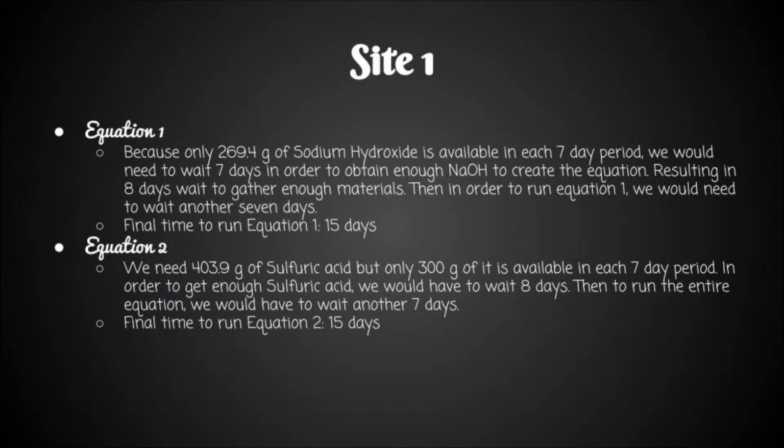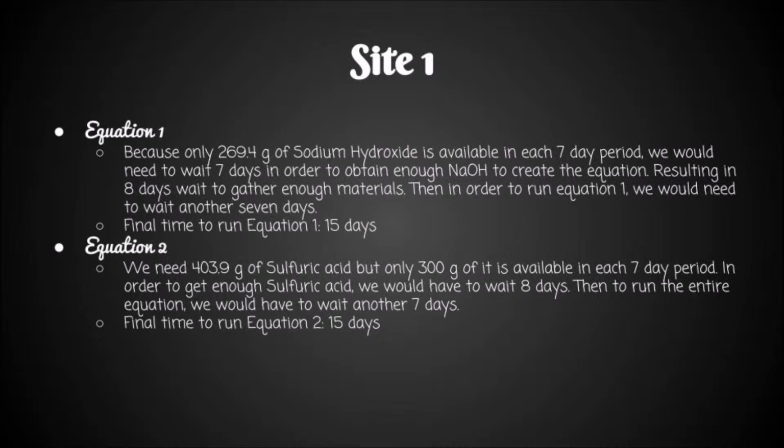At Site 1 for Equation 1, only 269.4 grams of sodium hydroxide is available in each 7-day period. We would have to wait 7 days in order to obtain enough NaOH to create the equation, resulting in 8 days wait to gather enough materials. And in order to run Equation 1, we would need to wait another 7 days. The final time to run Equation 1 is 15 days.